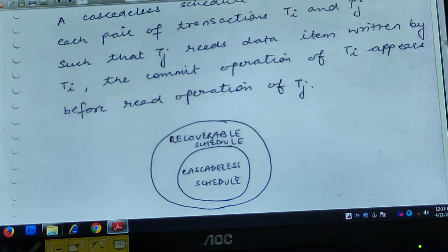In the next lecture we will start the concept of serializability and its two types, that is, conflict serializability and view serializability.